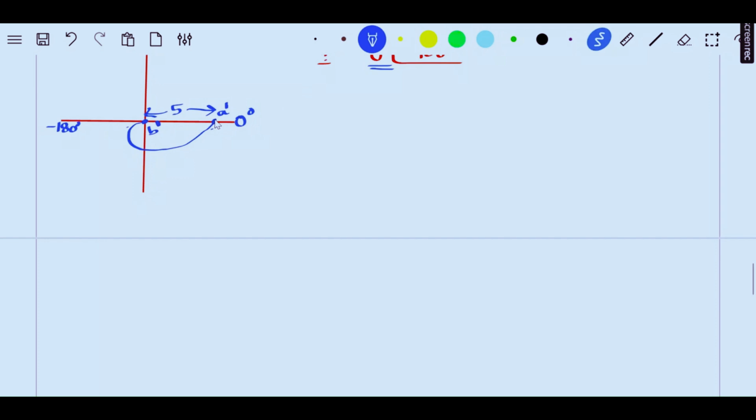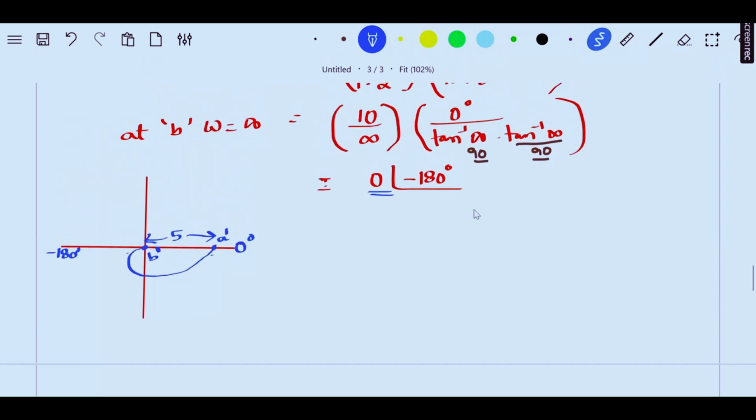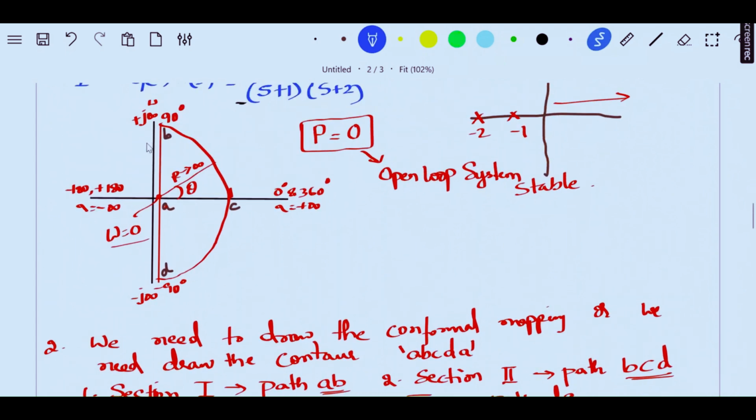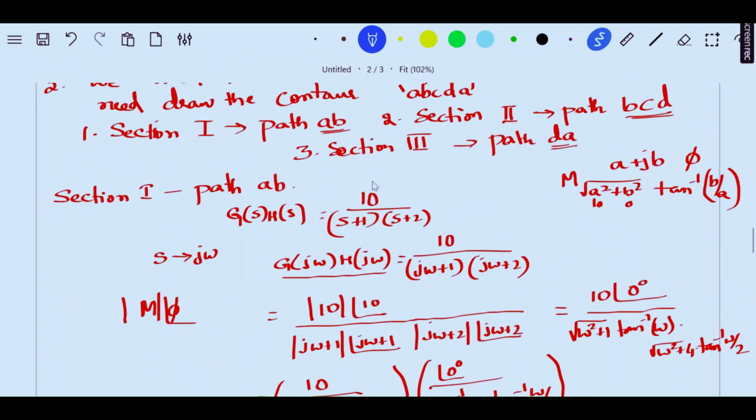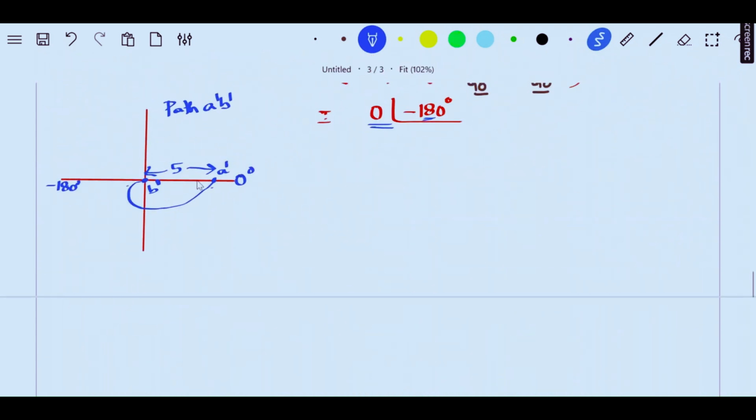So A dash starts from 0 degree at phi magnitude, and it goes to magnitude 0 at an angle of minus 180 degree. So A dash meets B dash at an angle minus 180 degree from 0 degree. So this is the trace, or the path, A dash B dash. We had an initial foundation contour, this A to B, but for this particular problem which we have taken, the path becomes this.